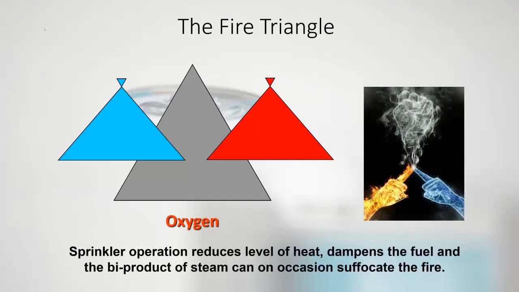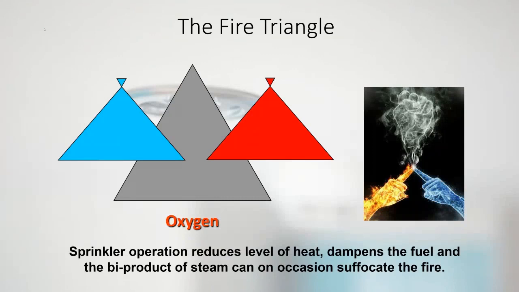Now, a byproduct of the situation where you get water on fire is you create steam. And when you create steam, it can actually wrap itself around the fire and suffocate the fire. So the effect that you're actually doing is dealing with the full three elements of the fire triangle.